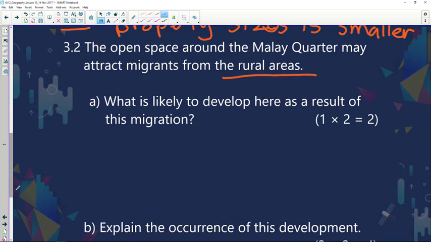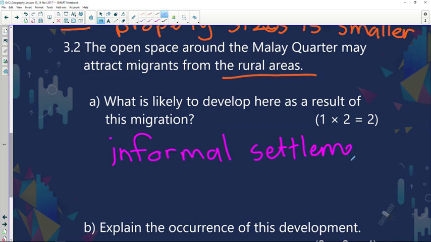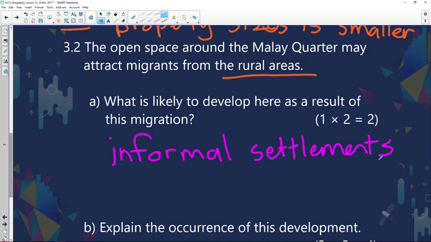What is likely to develop here as a result of this migration? Immediately, because the city of Cape Town does not have enough property available, informal settlements might develop over there. What is an informal settlement? It is a settlement that lacks basic needs and services. Unfortunately, rural-urban migration is happening at such a fast rate that the government can't make adequate plans well in advance, because too many migrants are moving over a short period of time. So the result is that many informal settlements can jump up around these areas, and unfortunately, it's going to create problems for the city of Cape Town.